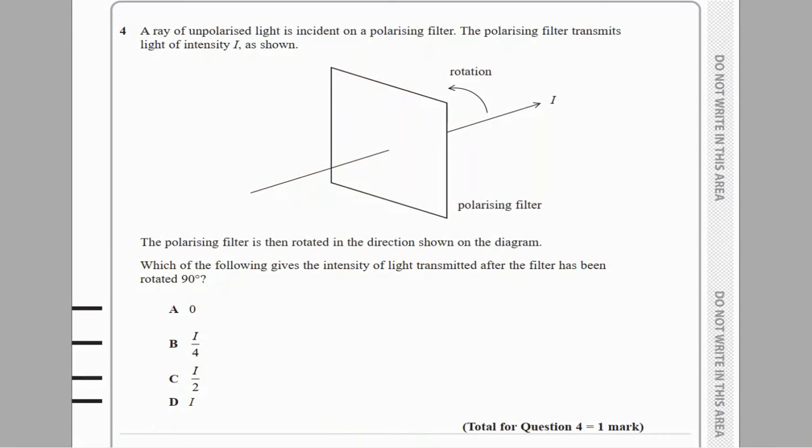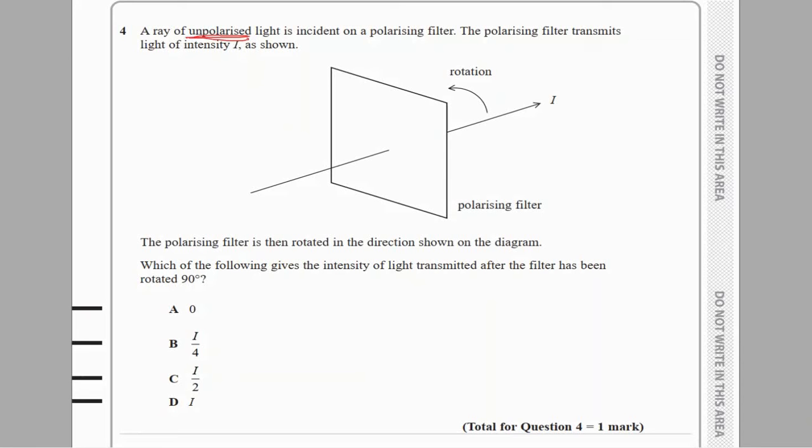Question 4 says, a ray of unpolarized light is incident on a polarizing filter. The polarizing filter transmits light of intensity I as shown. Polarizing filter is then rotated in the direction shown on the diagram. Which of the following gives the intensity of light transmitted after the filter has been rotated? Please focus on this term, unpolarized.